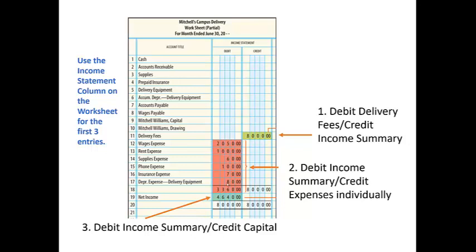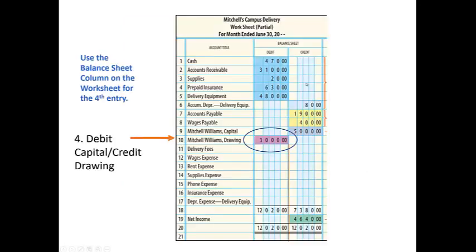The third entry is to close net income to the capital. Now I can see here that I have a greater revenue than I do an expense total. So I know I have a net income here. So I am going to increase my capital with that net income with a credit and debit income summary. So that's 3 of our 4 closing entries taken directly from the income statement column of the worksheet.